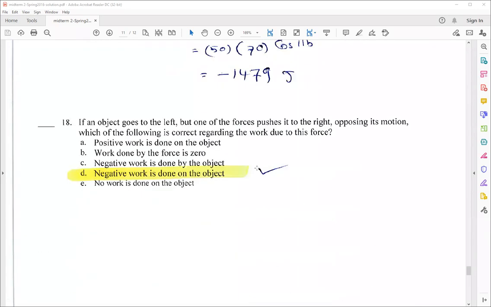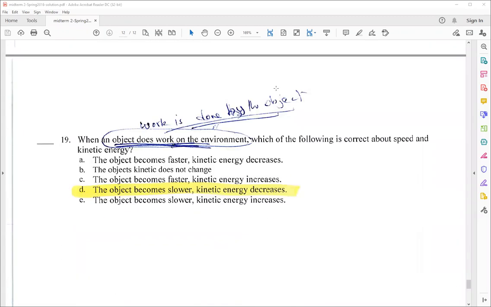Okay, so question 18, concept question. If an object goes to the left, but one of the forces pushes it to the right, opposing its motion, which of the following is correct regarding the work due to this force? Of course, negative work is done on the object, and we say the work is done by the object. It's similar to the question we had for the dog.